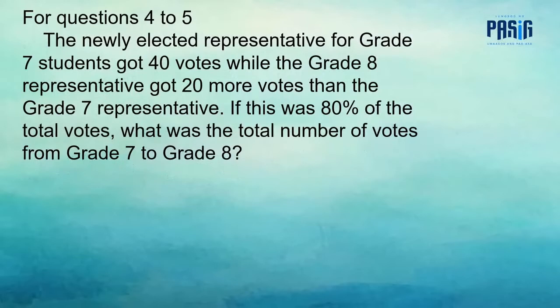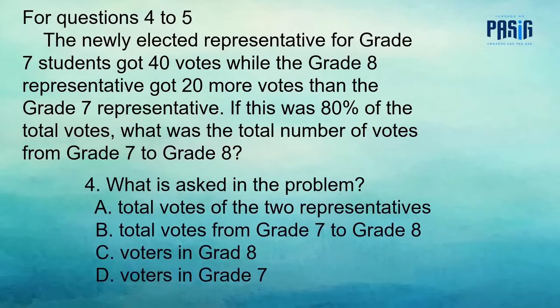For questions 4 to 5, here is the problem. The newly elected representative for grade 7 students got 40 votes, while the grade 8 representative got 20 more votes than the grade 7 representative. If this was 80% of the total votes, what was the total number of votes from grade 7 to grade 8?